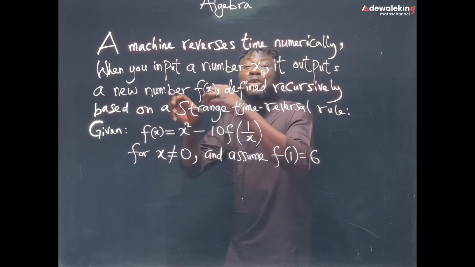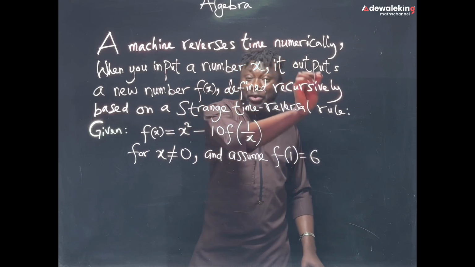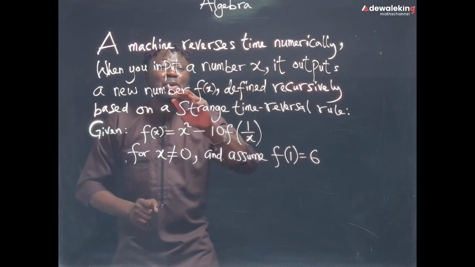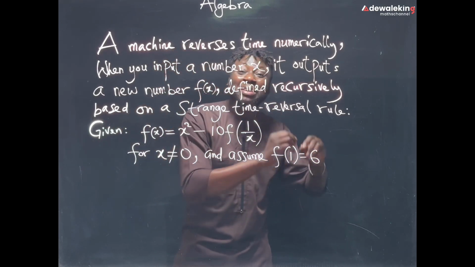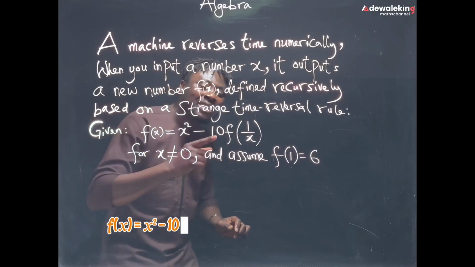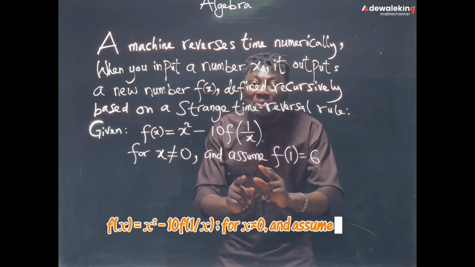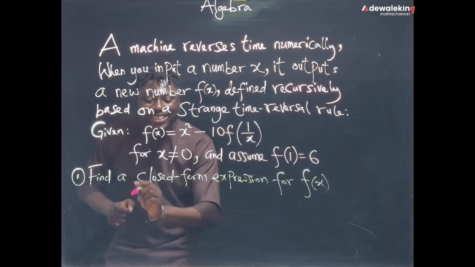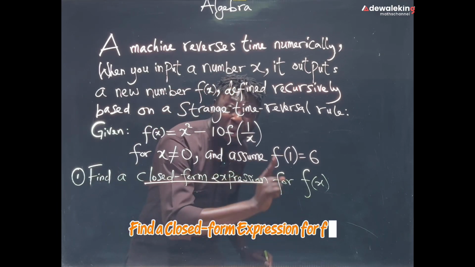Let's assume we have a question like this: a function that is a machine that reverses time numerically. When you input a number x, it outputs a new number f of x, defined recursively based on a time reversal rule. Given f of x equal to x squared minus 10 f of 1 over x, for x not equal to 0, and assume f of 1 is equal to 6. Our first task here is to find a closed form expression for f of x.